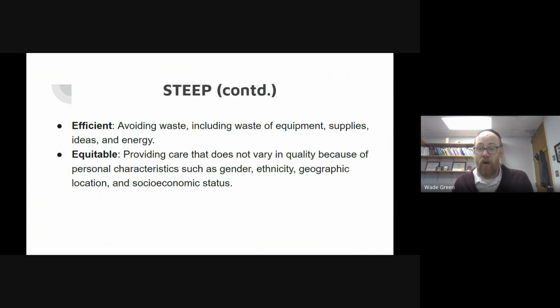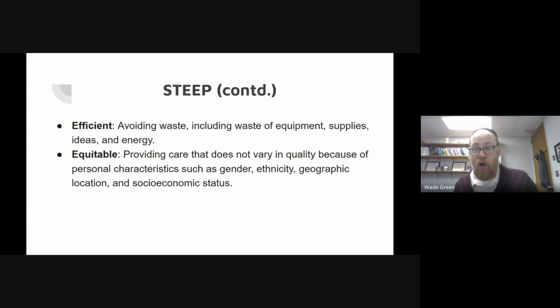We need to work towards and do our absolute best to provide care that does not vary in quality because of who we're seeing, based on characteristics such as gender, ethnicity, geographic location, or socioeconomic status. And here's the thing: in areas where you know that this is going to be a problem, where maybe you're working in an environment that's lower socioeconomic status, you may have to adjust the way that you care for patients and the way that you educate to achieve that aim.